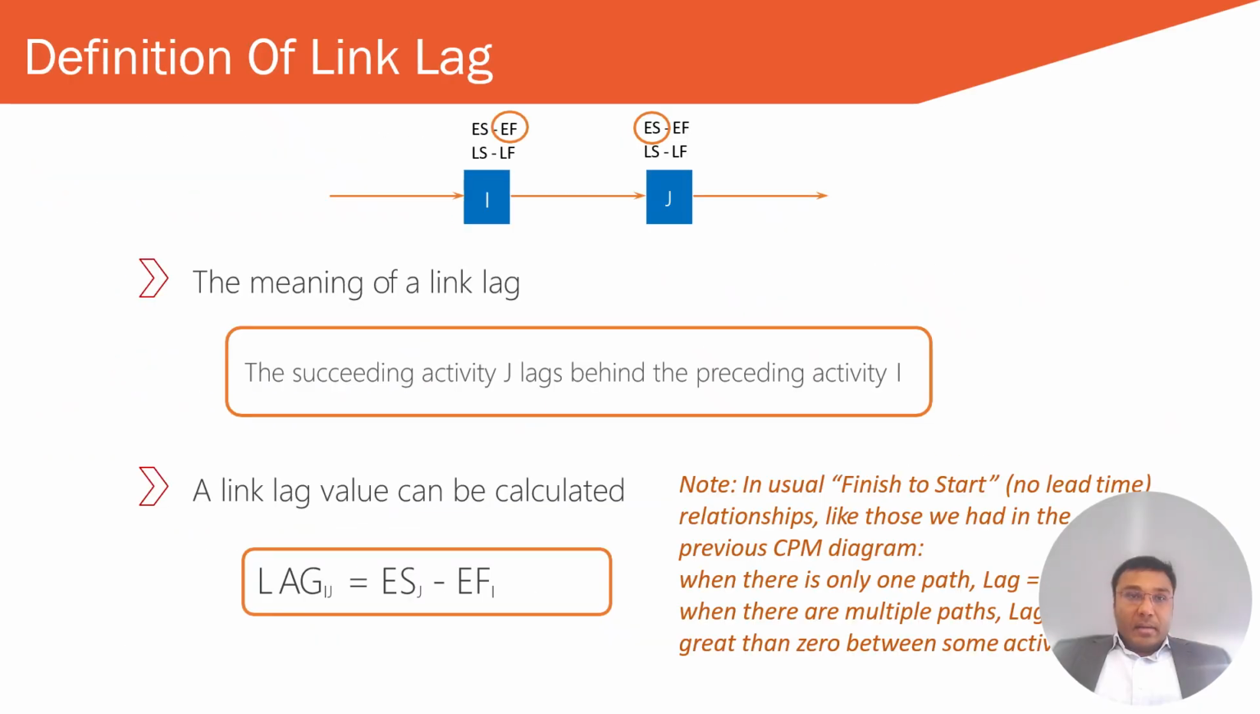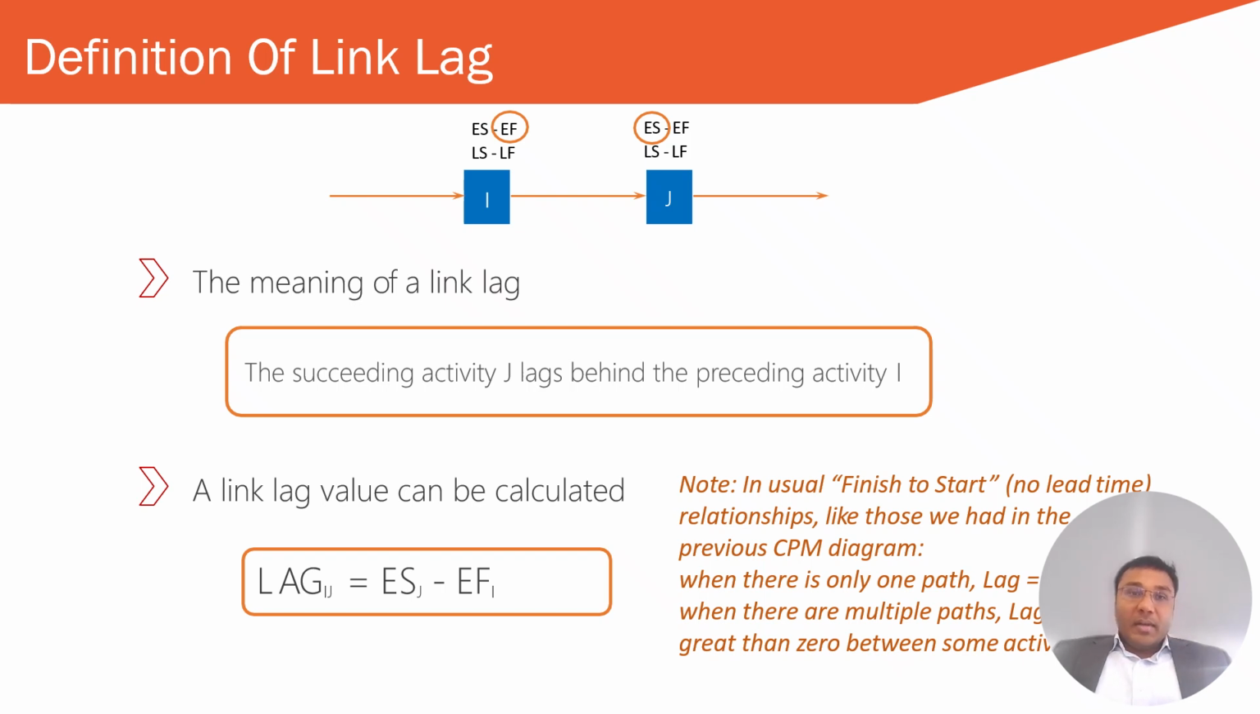Okay, so let's go into lag and lead. So what is lag and lead? The delay between predecessor activities and successor activities is called lag. For example, if activity A has to finish, and then activity B starts 2 days later, that 2 days becomes your lag time. It is the amount of time by which a successor activity, like activity B, can be delayed with respect to the predecessor activity.